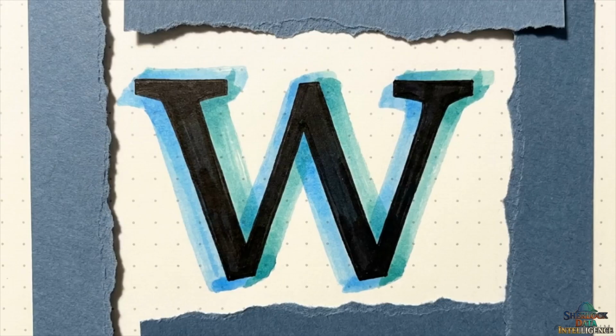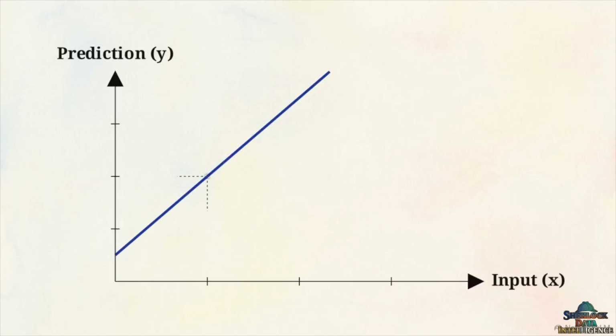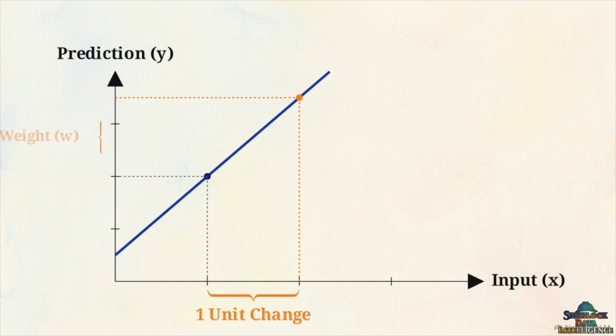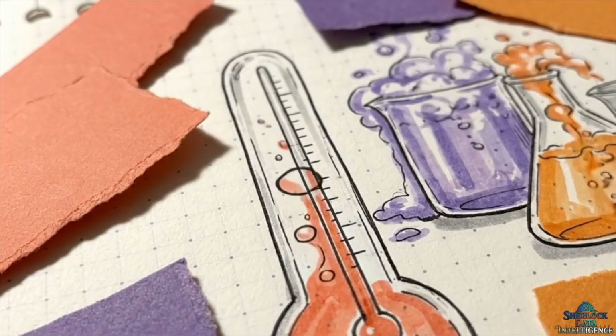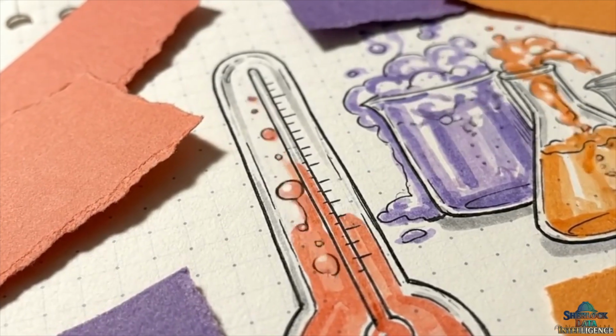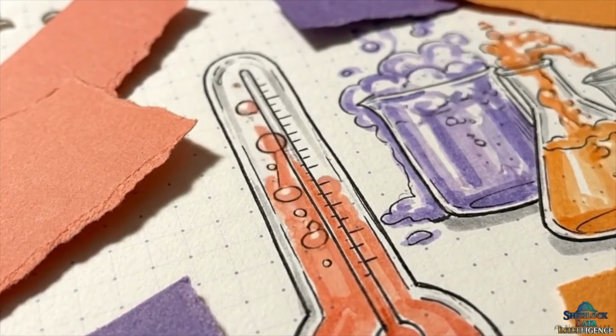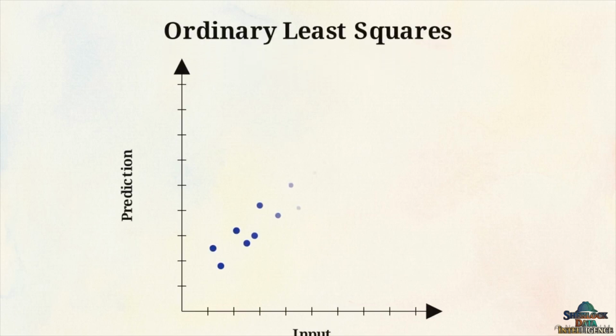The most critical part of this equation is the slope, or the weight. The weight tells the machine exactly how much a single unit of change in our input shifts the final prediction. If the weight is a large positive number, a tiny bump in temperature causes a massive spike in yield. But the machine has to test its weights, and it often starts with a bad guess.